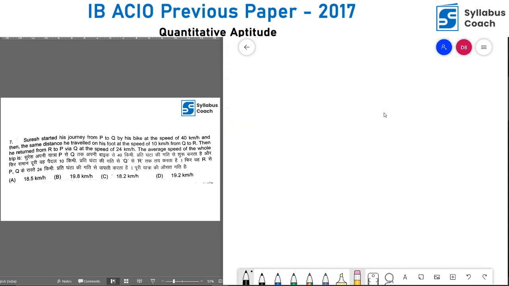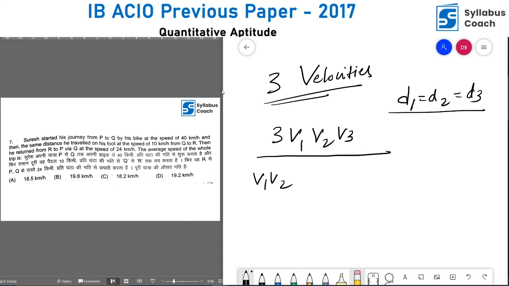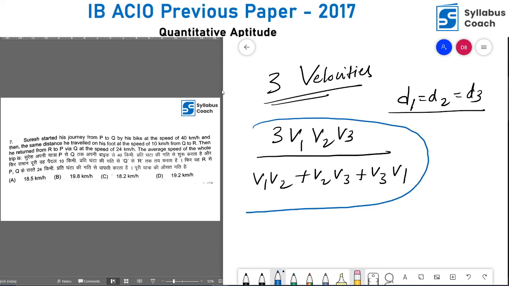I'll tell you one more formula which can be directly applied when there are three velocities. When there are three velocities or speeds, and again I repeat, the distances d1, d2, d3 should always be equal. In that case, the formula is nothing but 3v1v2v3 by v1v2 plus v2v3 plus v3v1. Write this, students. So this is the formula for the average speed when three velocities are given. Are you clear? Amazing. Let's go to the next question without any further delay.